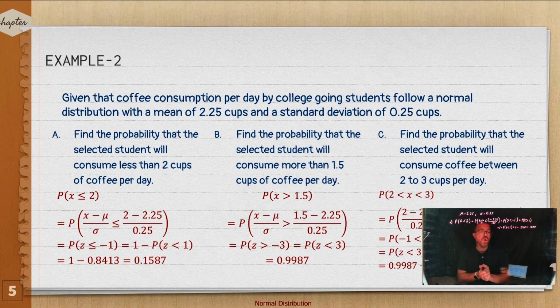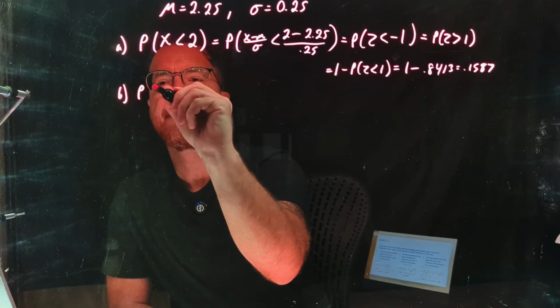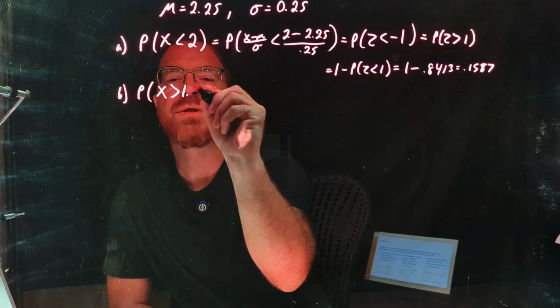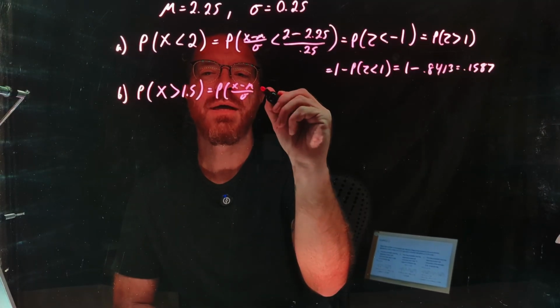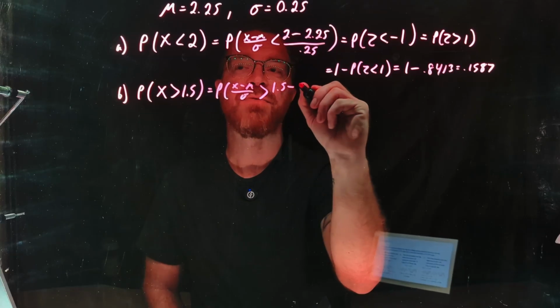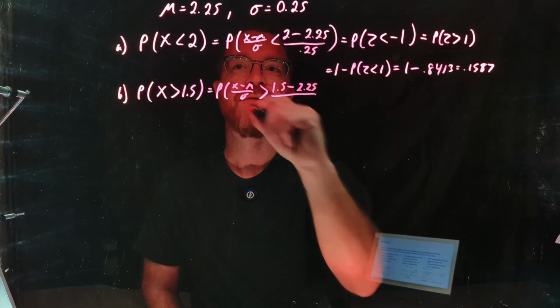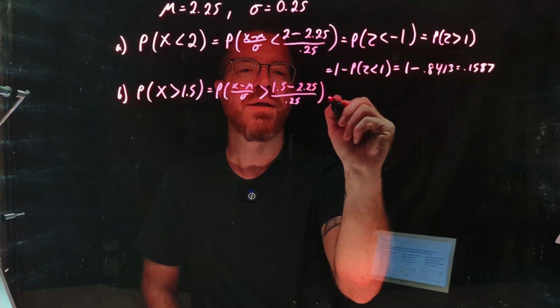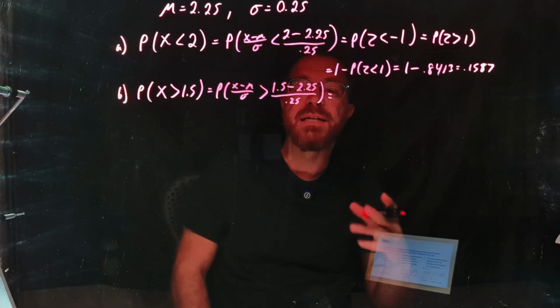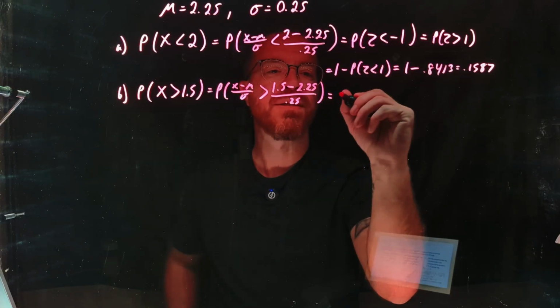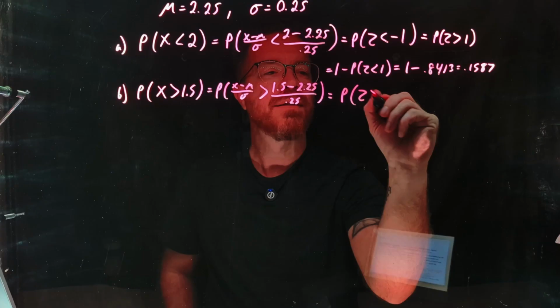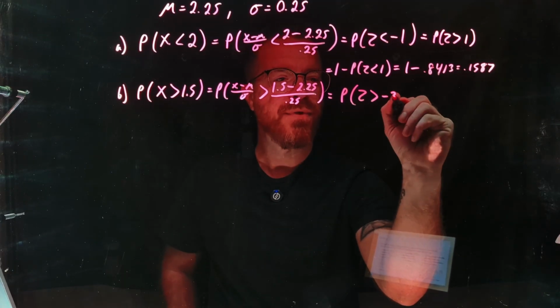The next problem asks, what is the probability that the selected student will consume more than 1.5 cups of coffee? So they consume more than 1.5. Again, we do our z transformation, (x minus mu) over sigma. The sign stays the same. Plug in your values, (1.5 minus 2.25) divided by 0.25. In this case, 1.5 minus 2.25 would be negative 0.75 divided by 0.25, which is going to give us the probability that z, sign stays the same, so greater than negative 3.